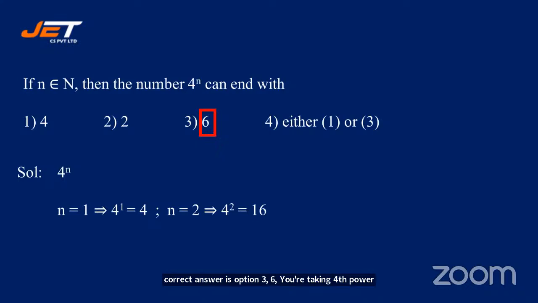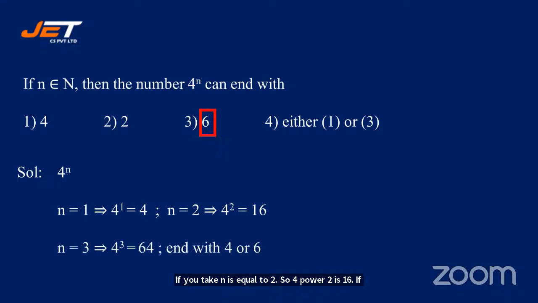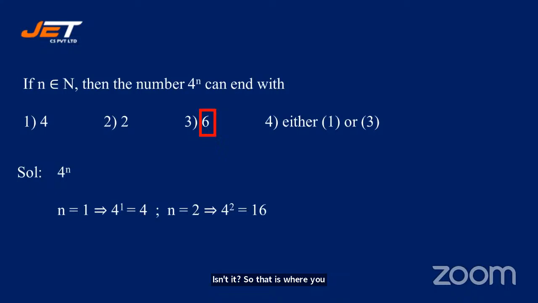So when you take n as 1, 4 power 1 is 4. If you take n is equal to 2, 4 power 2 is 16. If you take n as 3, 4 cube is 64. And it ends with 4 or 6, isn't it? So that is why you have taken 6. The third option. All right.